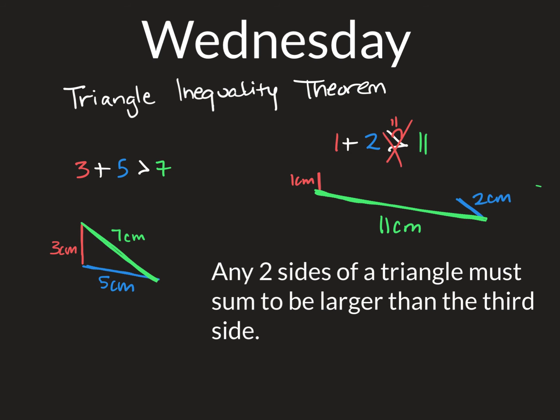Now, the same thing must be true for all of the other ones. If you add 7 and 5, that's bigger than 3. If you add 3 and 7, that's bigger than 5. So it must work for all of them, right? If you did 2 and 11, that's definitely bigger than 1, but that's not enough.